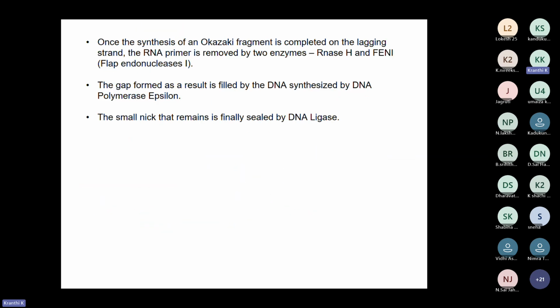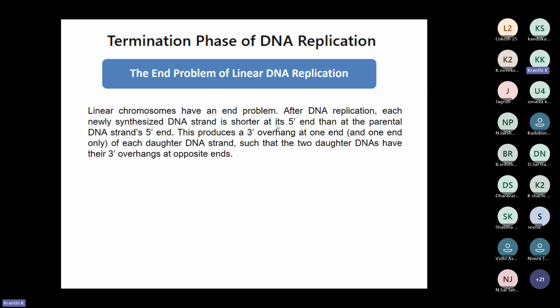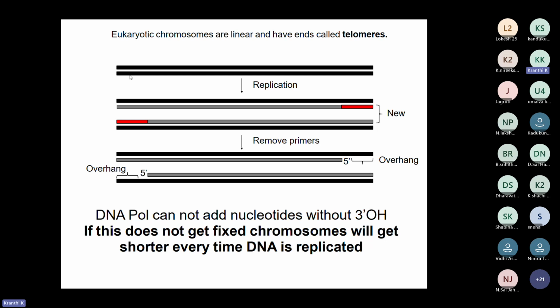Now there is a small problem in the termination process. What is the problem? See, this is the DNA, double stranded. Then these two got created, the lagging strand and the leading strand. But as this is a linear strand, DNA polymerase cannot add nucleotides without the 3' OH. The newly formed eukaryotic chromosomes are linear, and these endings are called the telomere region.